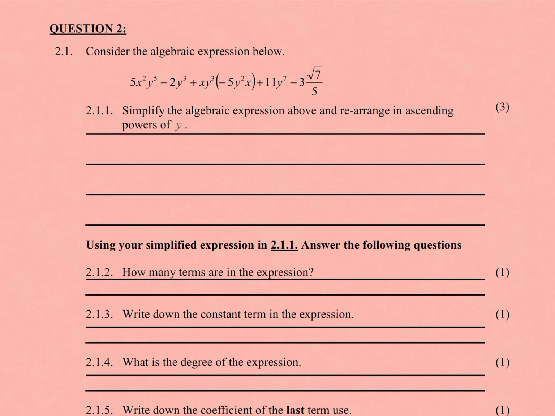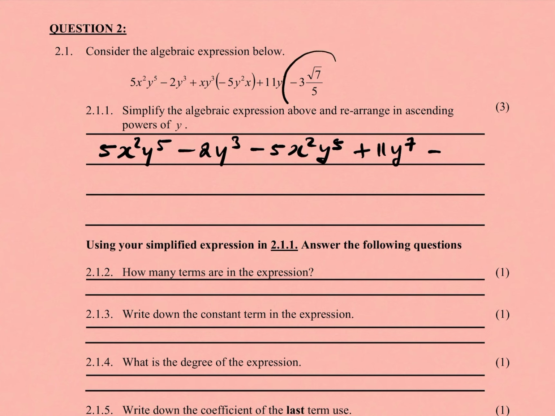Now, let's do it together. I'm going to get a 5x squared y to the power 5 minus 2y to the power 3. If you multiply this one together nicely, you're going to get a minus 5x squared y to the power 5. Remember, y squared times y cubed is y to the power 5, and then x times x is x squared, and minus 5 is that one there. Okay, so this is grade 9 maths, and then a plus 11y to the power 7 minus, you can simplify that out if you want. It's going to give you negative 15.